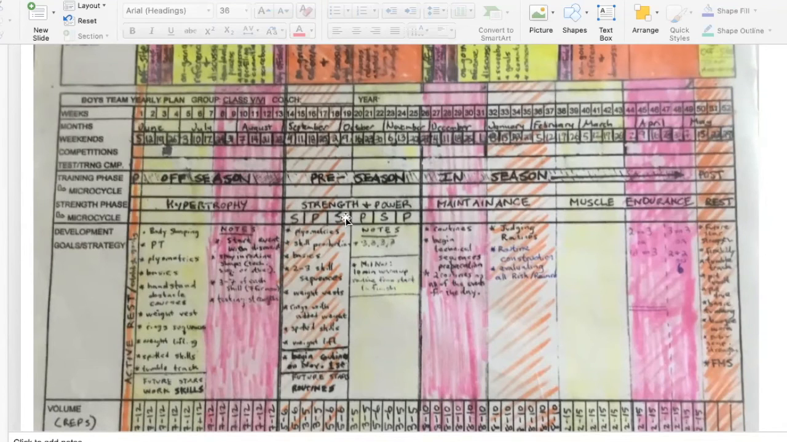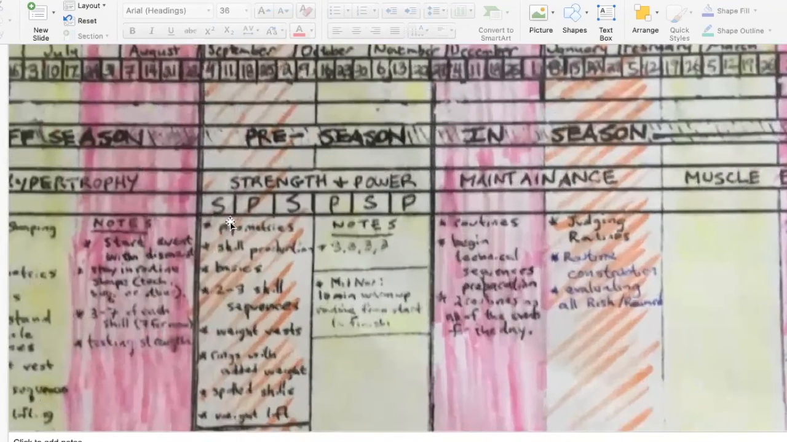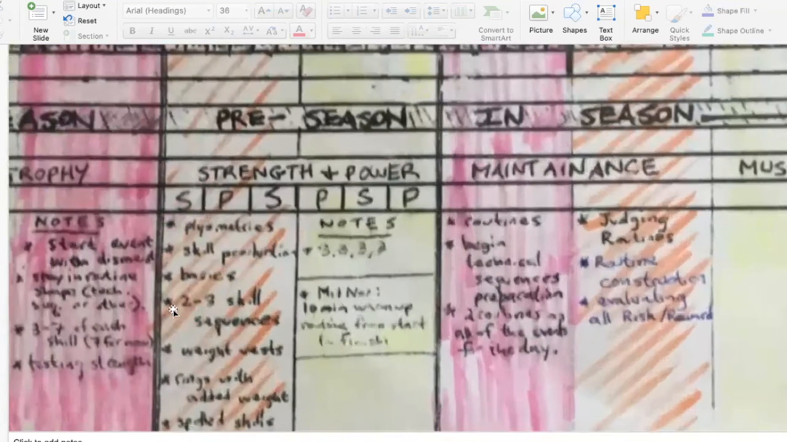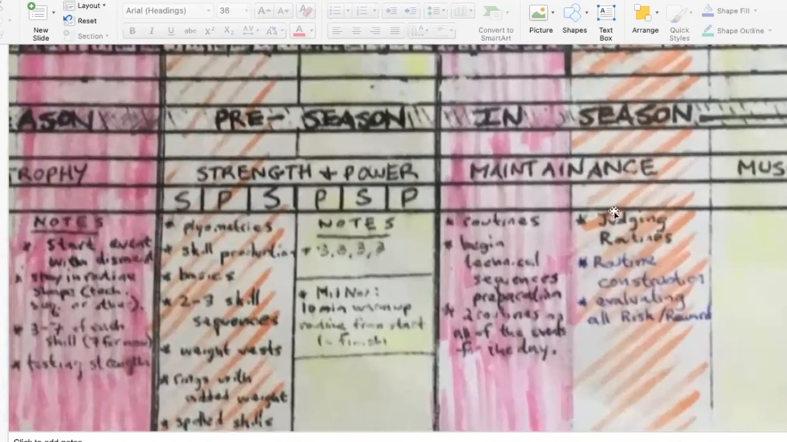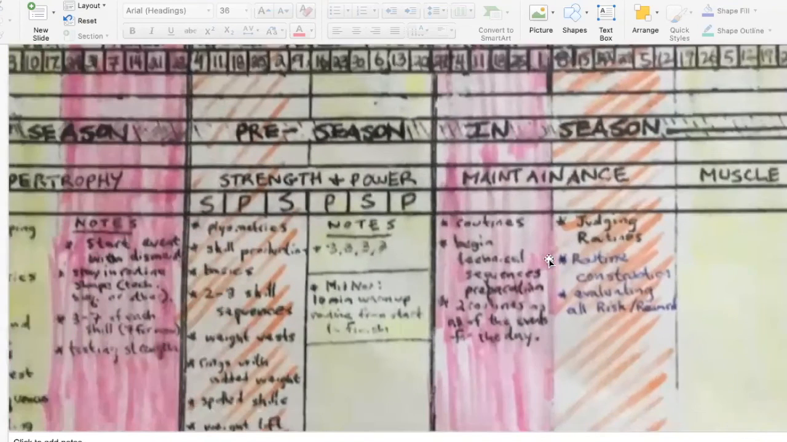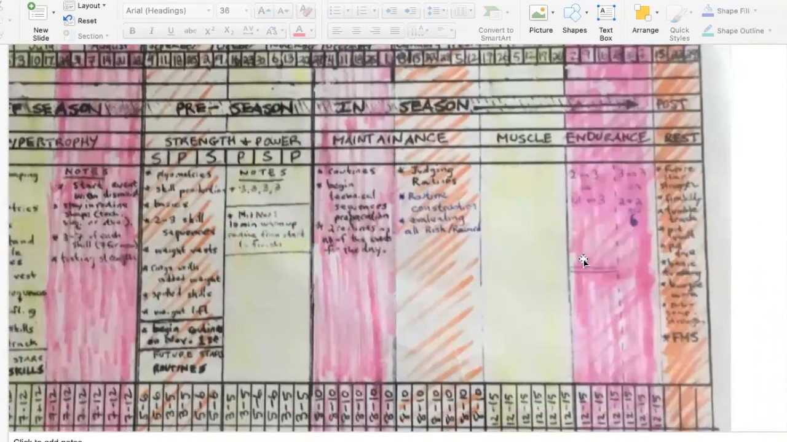And then during preseason, I'm going to start to use the muscle that I developed to get stronger and more powerful. And then as I get into in season, you'll see here, now I'm switching from plyometrics, skill productions, basics, skill sequences to routines, judging routines. And now as we get through your in season, halfway through the season, it's all just routines and more sport specific activities right here.